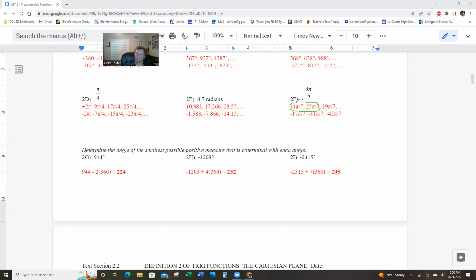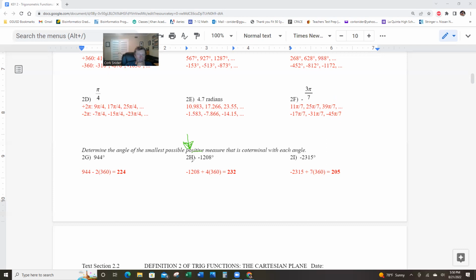Now again, 2 pi on this is going to be 14 pi over 7. You got to get the common denominator. And that's where you get 11 pi over 7. Then you add 14 pi over 7 again and get 25 pi over 7. No problem. All right. Now, determine the angle of the smallest possible positive measure. Smallest possible positive measure. So it's going to be easy for this one.